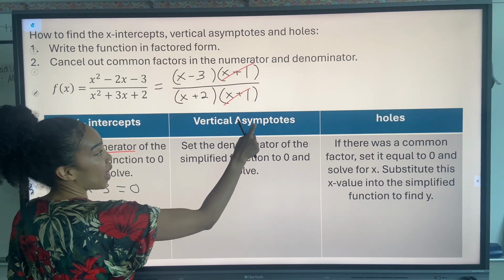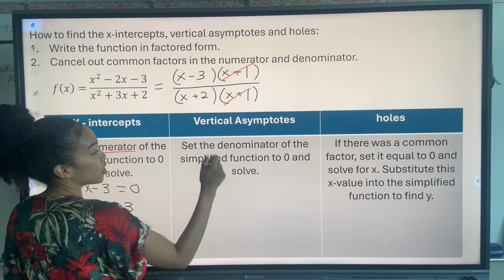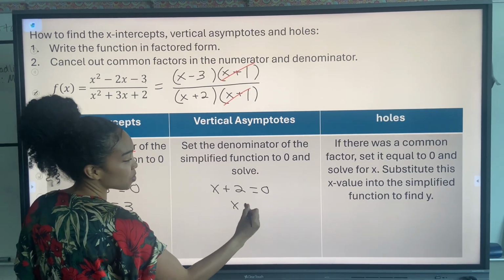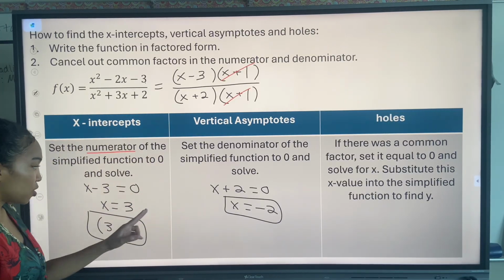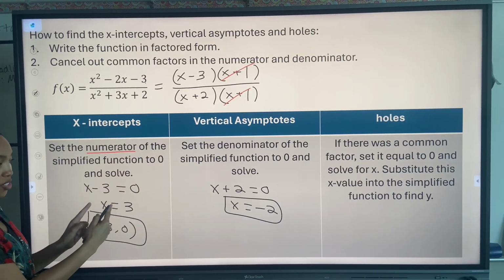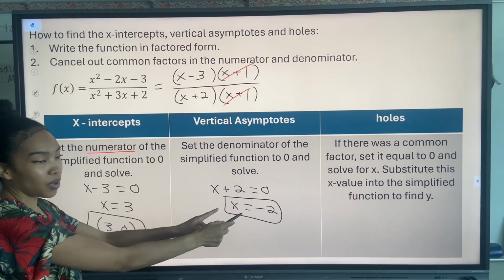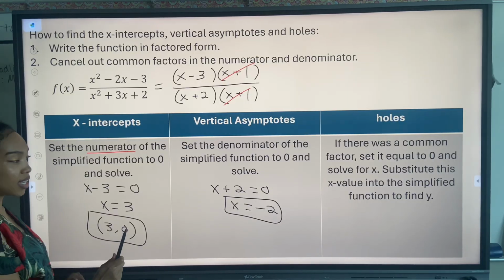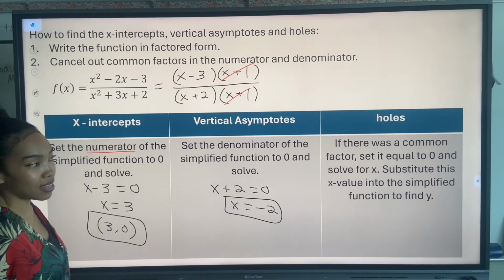To find the vertical asymptote, you set the denominator, so right here, x plus 2, equal to 0 and you solve. So you get x equals -2. So guys, notice, do not write your x-intercept as x equals 3 because you might get confused with the vertical asymptote. So write your x-intercept as a point, not an equation, okay? Your asymptotes are written as equations.